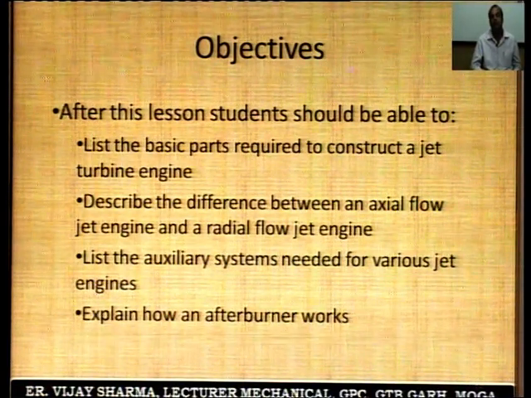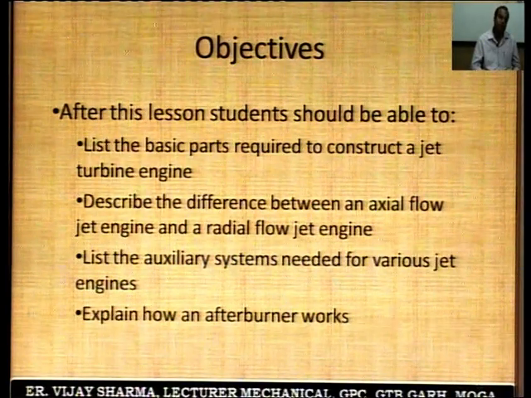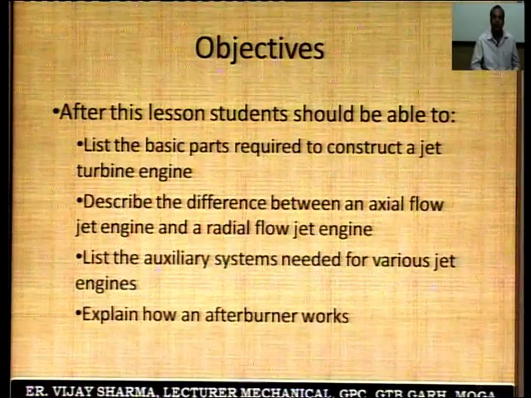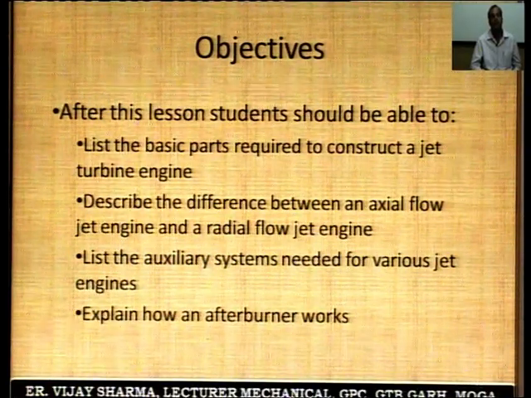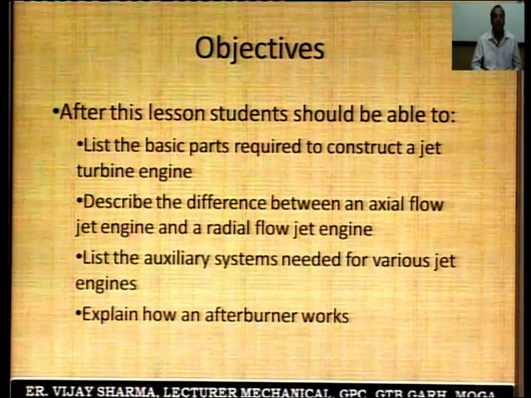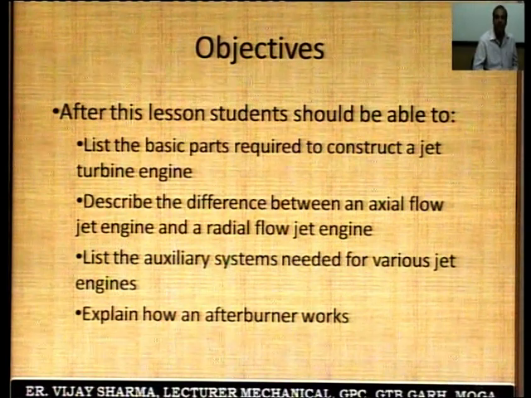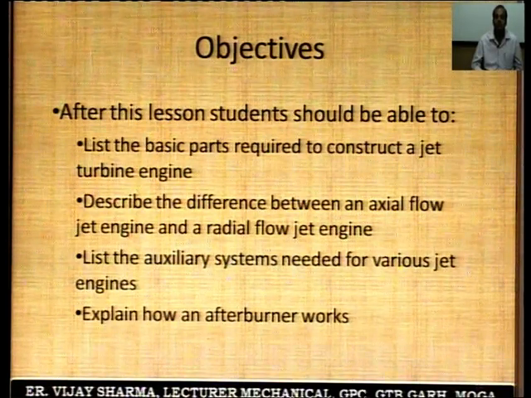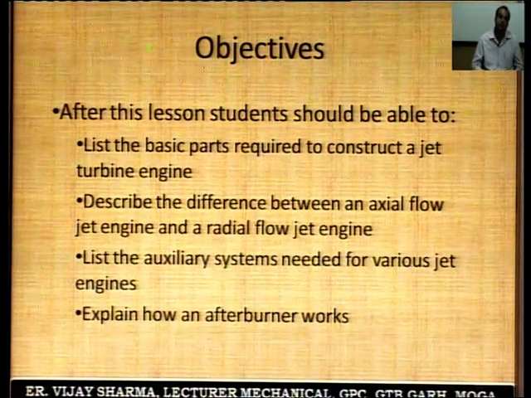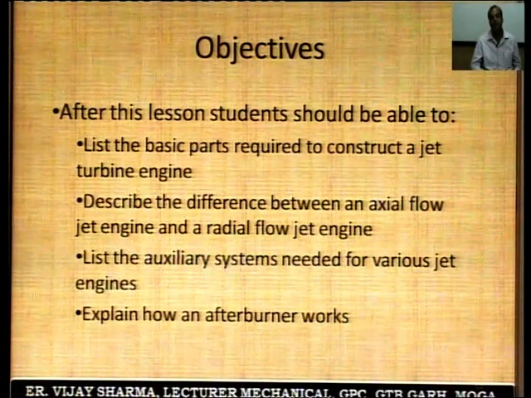After this slide, we have some objectives. After this lesson, students should be able to, first, list the basic parts required to construct a turbine engine. Second, describe the differences between the axial flow jet engines and the radial flow jet engines. Third, list the auxiliary systems needed for various jet engines. And the last objective is to explain how an afterburner works. Let me discuss one by one.